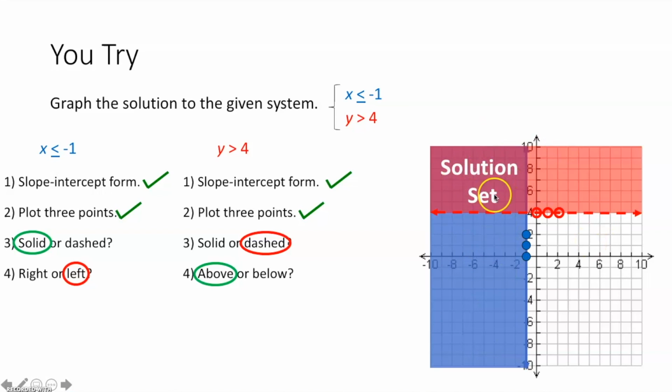So again, any point in this region, if you were to plug that into this system for x and y, it would make both inequalities come out true. And again, you could pick any point on this line as well, but not on this line because this one is dashed, this one is solid.